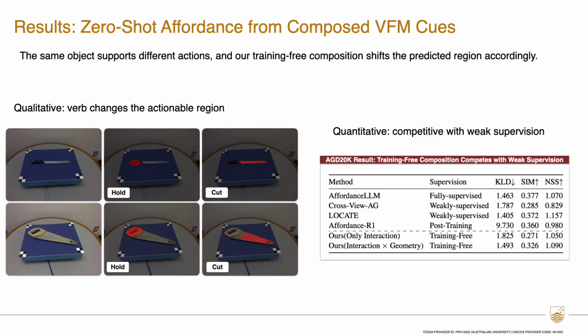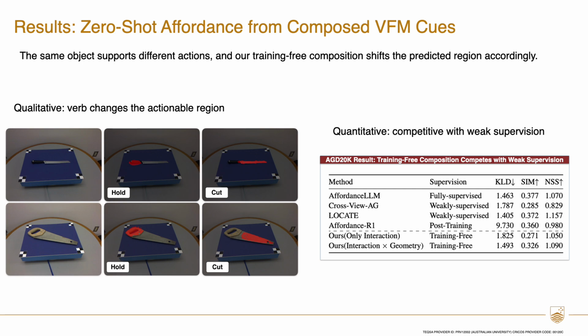Finally, we evaluate the composed cues. Qualitatively, the same object supports different actions. For example, on the knife, hold selects the handle-like region, while cut selects the blade-like region.